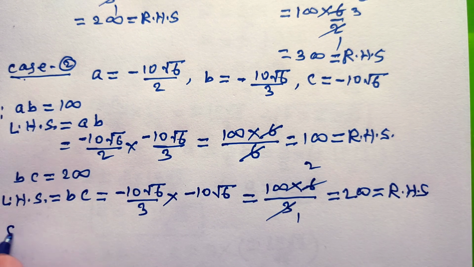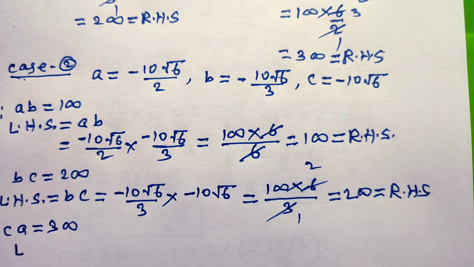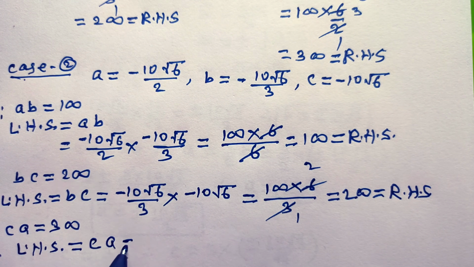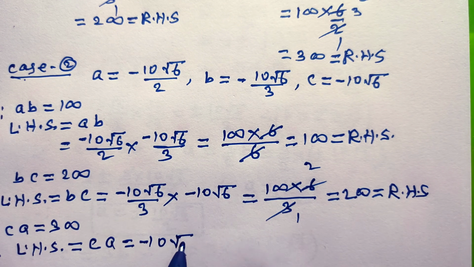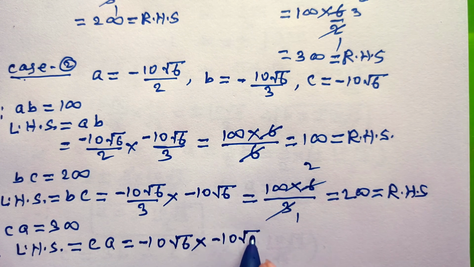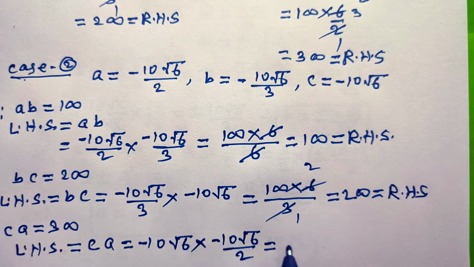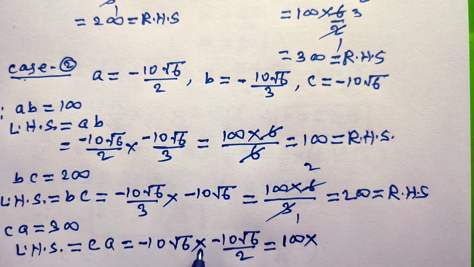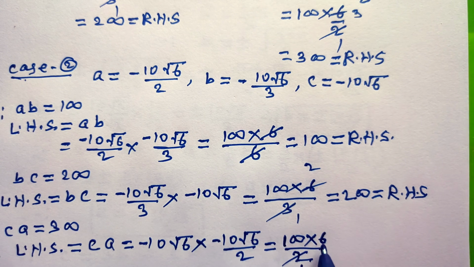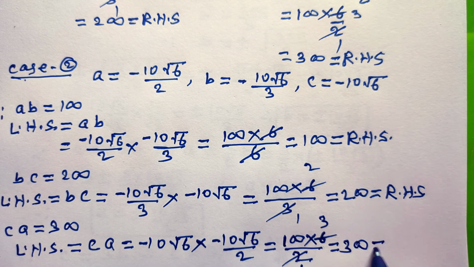Similarly, CA is equal to 300. Since LHS is C into A, but C is minus 10 times square root of 6 into A is minus of 10 times square root of 6 divided by 2. So this is equal to minus into minus plus 10 into 10, 100, square root of 6 into square root of 6 is 6 divided by 2. 2 1 ja 2, 2 3 ja 6. This is equal to 300, and which is RHS.